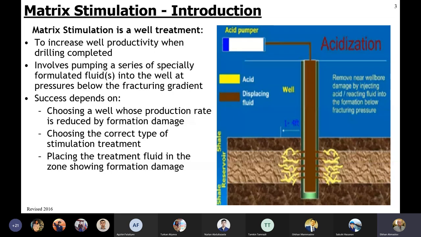Or to provide the required amount of treatment fluid into the appropriate zones, as required as per the severity of the damage. So the most damaged zones should receive more treatment fluid, and less damaged zones should get less treatment fluid, and that is achieved by some diverters. We'll talk about that later.